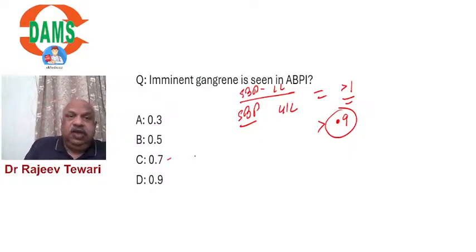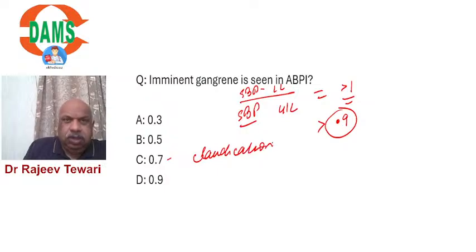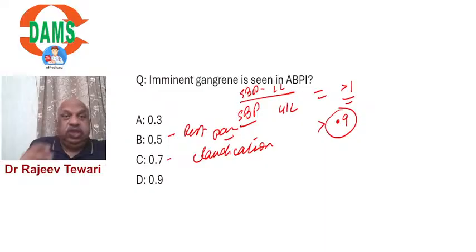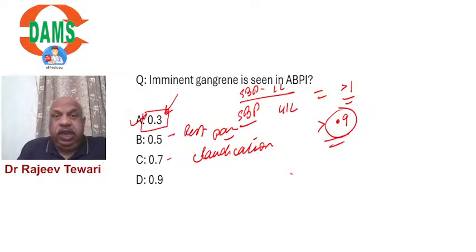Less than 0.7 you get claudication. Less than 0.5 is rest pain, which is the MCQ. This was a question I gave in the grand test also last year. Less than 0.3 is imminent gangrene. So pre-gangrene we call it. Answer is A. What about if it is more, like 1.4, is it good?